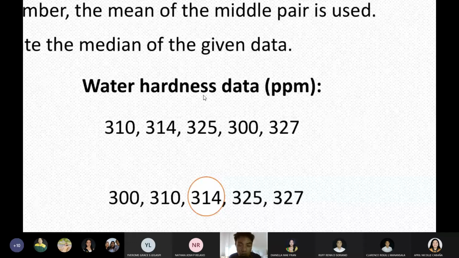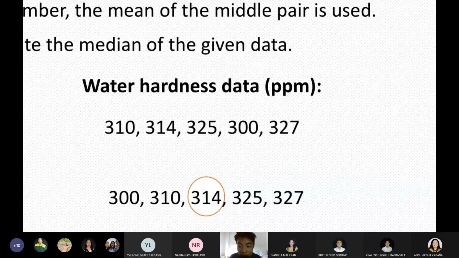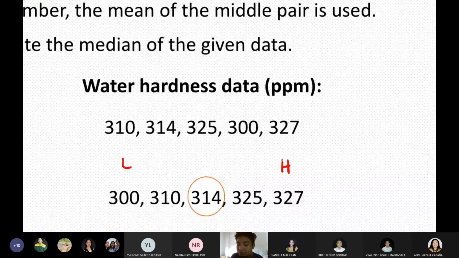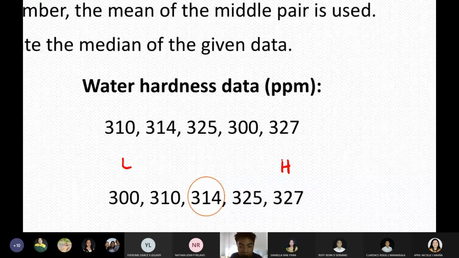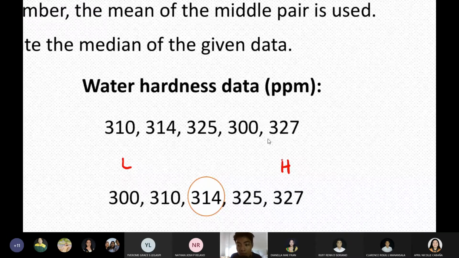So, we have the water hardness in ppm. What you're going to do first in order to identify the median is that you arrange them from lowest to highest. Okay, lowest here, highest there. Then bilangin mo ilan sila. We have 5 data points here. So ibig sabihin odd number yung ating data. So that means whatever is in the middle of the odd number data, yun yung ating median.